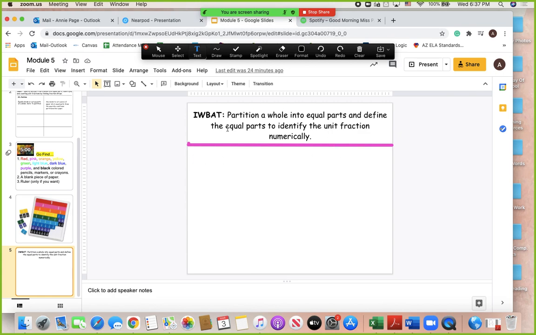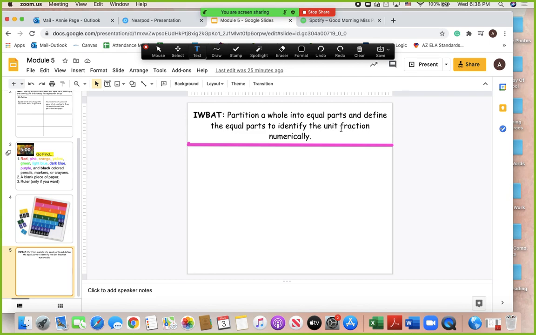Okay, now that you have this down, IWABAT is partition a whole. So split up, chop up a whole thing into equal parts. Equal parts make a fraction, right? It's not a fraction if it's not equal parts. And define the equal parts. So we're going to be able to say, hey, that one's a whole, that one's a half, that one's an eighth and a ninth, okay?